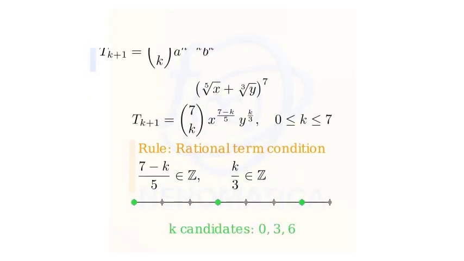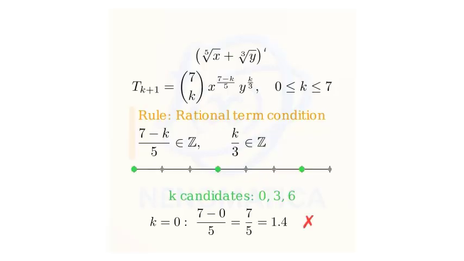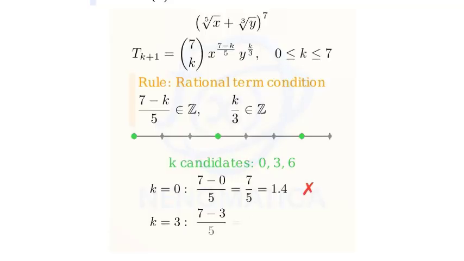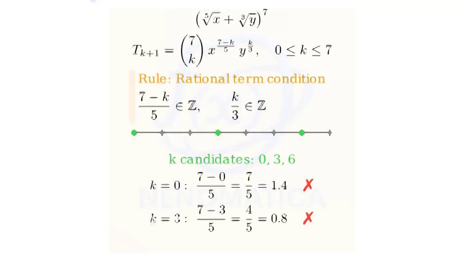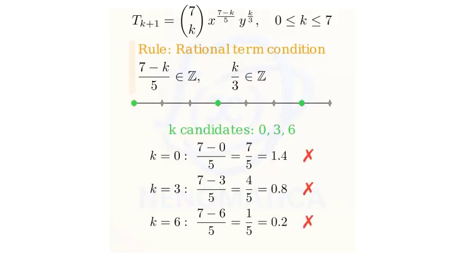From 0 to 7, the possibilities are k equals 0, 3, and 6. Step 4. Check whether (7 minus k) over 5 is an integer for these candidates. For k equals 0, 7/5 equals 1.4, not an integer. For k equals 3, 4/5 equals 0.8, not an integer. For k equals 6, 1/5 equals 0.2, not an integer. None of the candidates produce an integer exponent on x.